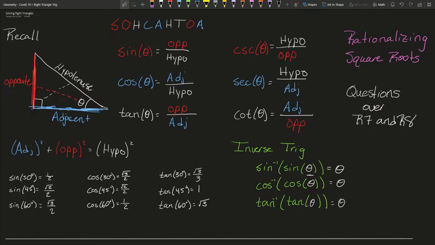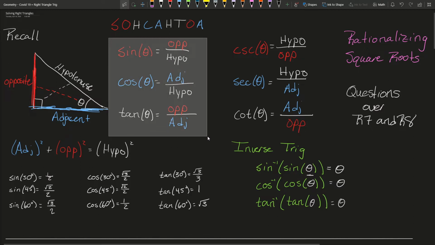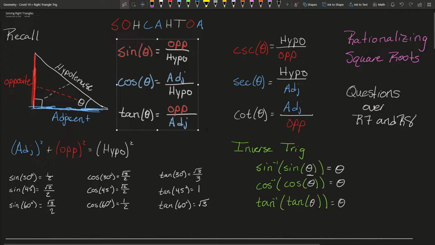Besides that, we went over some of these trig functions. Sohcahtoa. Basically, all this means is that every angle has a relationship with different sides. The sine of theta gives the ratio of opposite and hypotenuse. The cosine gives the ratio of adjacent and hypotenuse. And the same thing with tangent, except it's opposite and adjacent. So that's trig in a nutshell.